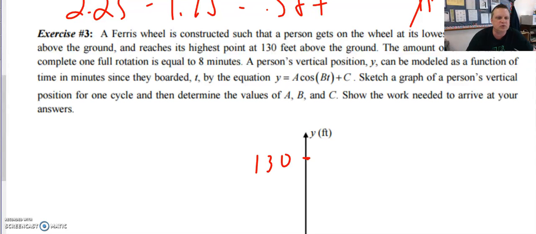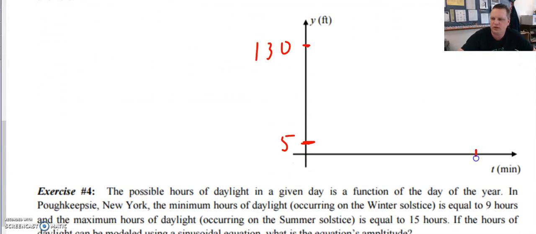The amount of time it takes to do one full rotation is 8 minutes. So if I have 8 minutes for one full rotation, I think I only want one. So there's your 8 minutes right there.